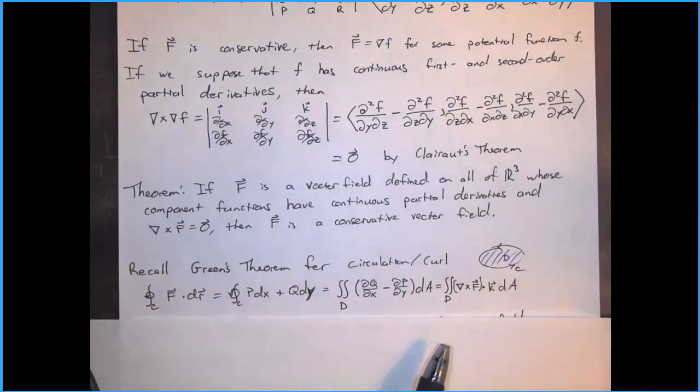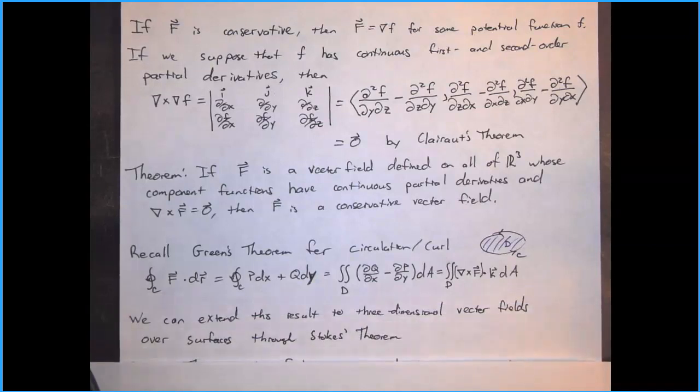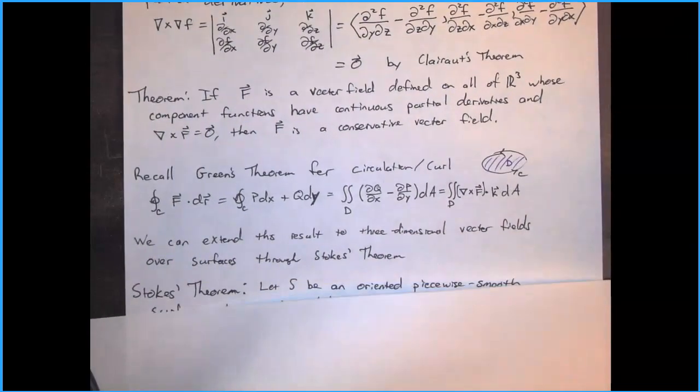Okay, so this was for two-dimensional vector fields in the xy plane. Now we want to extend this result, get a similar result for three-dimensional vector fields over surfaces. And this is called Stokes' theorem. So the statement of Stokes' theorem is as follows.